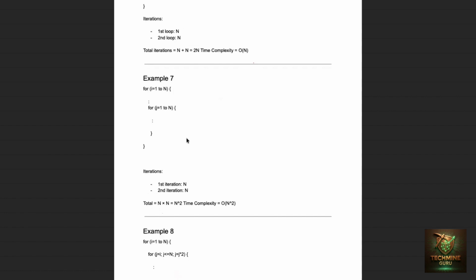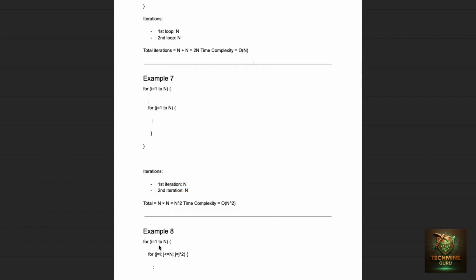Let's take one more example of a nested loop. Here i is running from 1 to n and j is running from 1 to n, but j is running inside i. So in the first iteration, when i is equal to 1, j will run till n iterations. In a similar fashion, when i is equal to 2, j will run n times. When i is equal to 3, j will run n times. When i is equal to n, that time also j will run n times. So how many times is i running? It will be n times, and in each iteration j is running for n iterations. So the total will be n into n, which is n square time complexity.